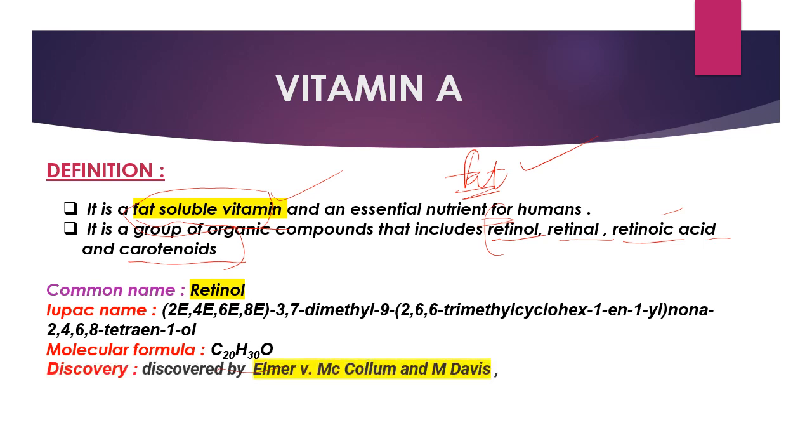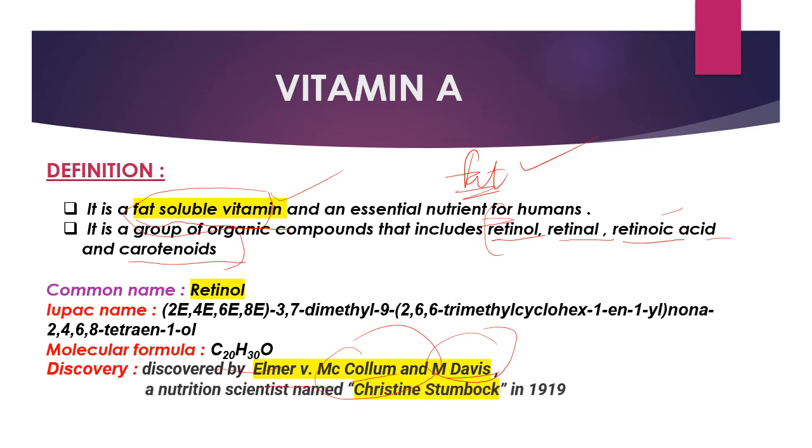Its discovery. It was discovered by Elmer V. McCollum and M. Davis. These were two prominent scientists who discovered vitamin A. A nutrition scientist named Christiane Stomberg named it vitamin A in 1990.